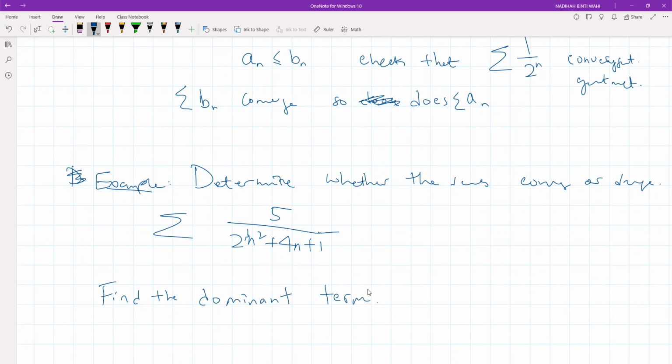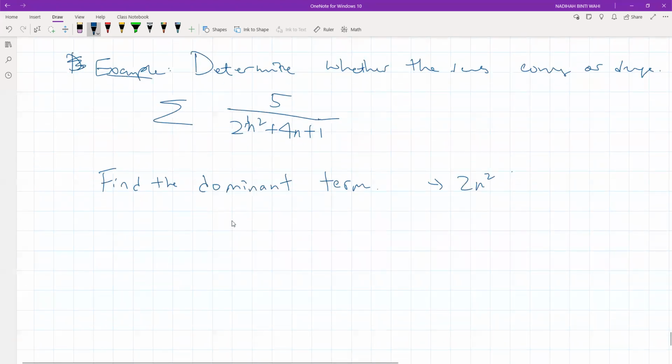So you need to find the dominant term, which is 2n squared. Okay, so the dominant term is 2n squared in the denominator. So you can see that if you compare, 5 over 2n squared plus 4n plus 1 is less than or equal to 5 over 2n squared. All right, same thing.